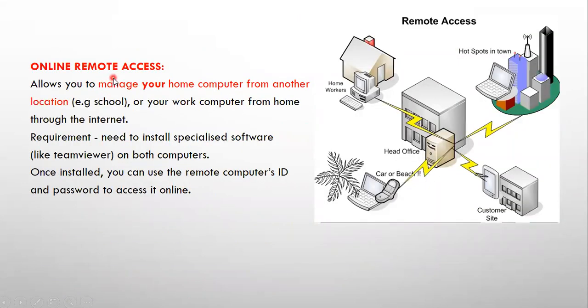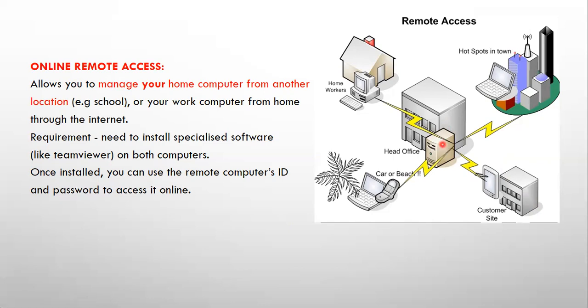Now, online remote access, that is through the internet, allows you to manage your home computer from another location. For example, if you're at school, you can manage your home computer or your work computer from home. If you look at this diagram here, there's your work computer. If you are at home, you can access your work computer and continue working. If you're away, for example, in your car or on the beach, you can access your work computer remotely. Anywhere in town, or at a customer's place, you can access your work computer.